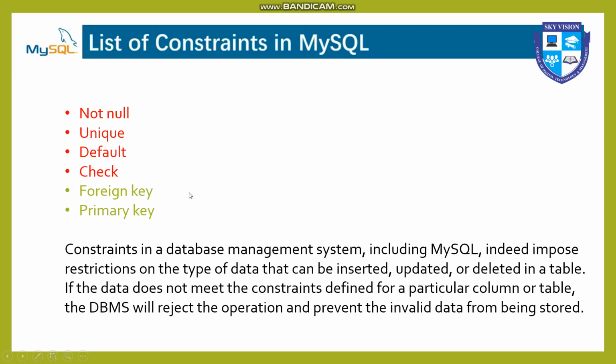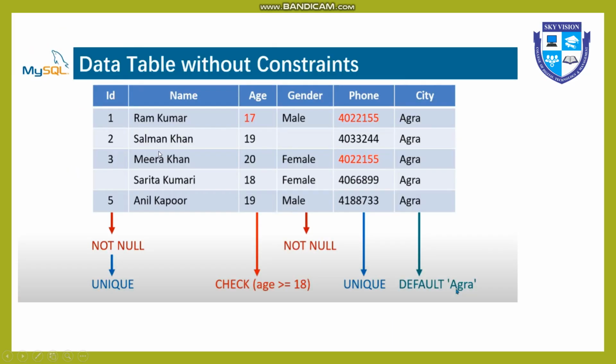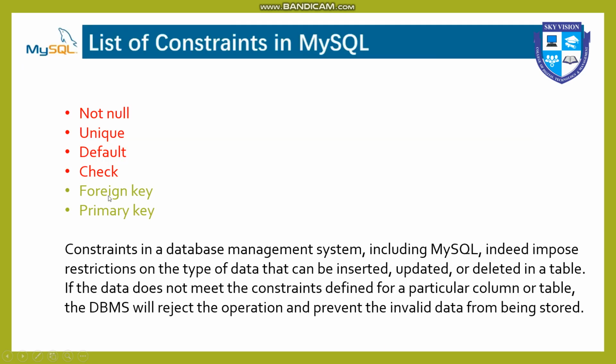Next one is default. Default means, suppose there is a column called city, and suppose anyone does not write anything and leaves it as an empty space, then by default we put Agra. You can see by default I have the Agra value, isn't it? Now if you go back again, we have the check value.